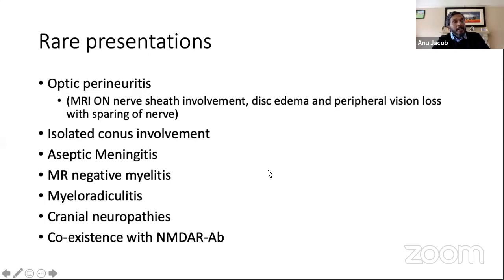There are, of course, rarer presentations, optic perineuritis. The optic nerve sheath is involved, and there's disc edema, there is some peripheral vision loss, but the nerve itself is relatively spared. We know about isolated conus involvement, which can happen in MOG, aseptic meningitis, MR negative myelitis, myeloradiculitis, cranial neuropathies, coexistence with NMDA antibodies. A variety of these syndromes have been described. And much of the confidence in the syndromes relies on the specificity of the tests.